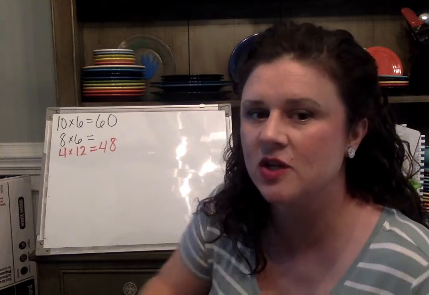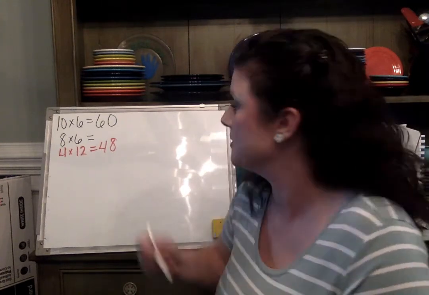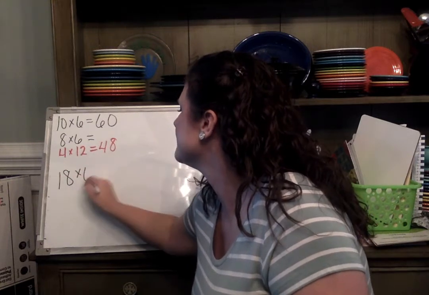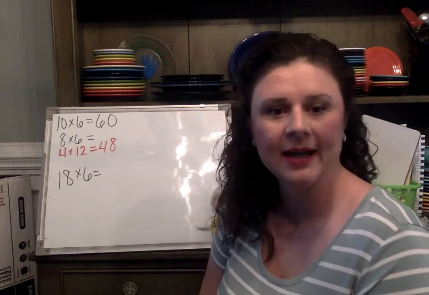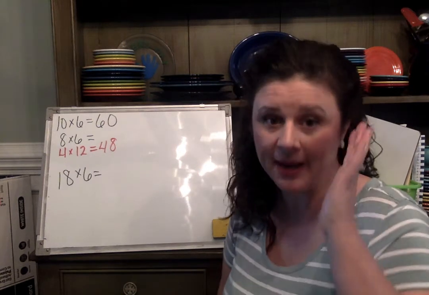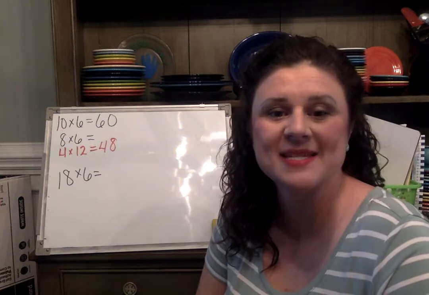But what happens when we start to get to larger numbers that we're multiplying by? For example, 18 times 6. I want you to take a minute and try to use mental math to solve this one. 18 times 6.